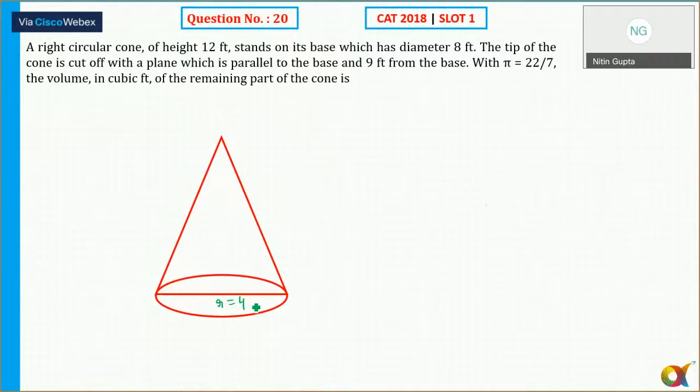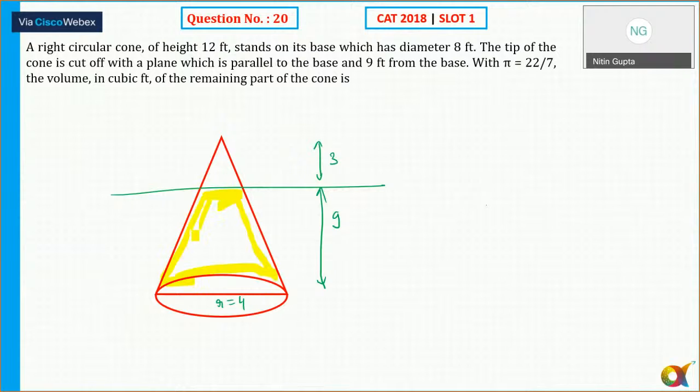The tip of the cone is cut off with a plane which is parallel to the base and 9 feet from the base. So it is cut. So this distance is 9 feet, this distance is equal to 3 feet, and the total is 9 plus 3, which is 12. The volume in cubic feet of the remaining part of the cone. So I need to find out the volume of the frustum.